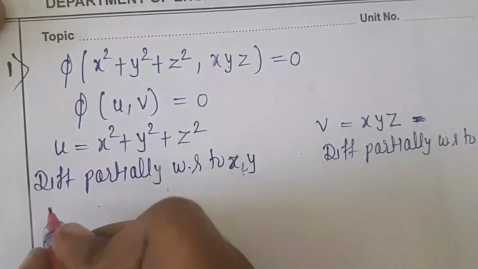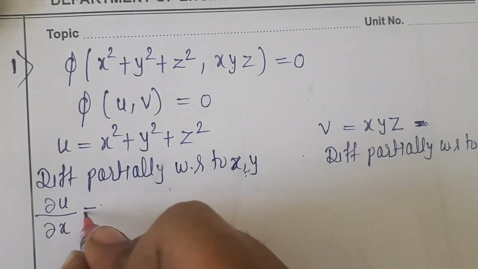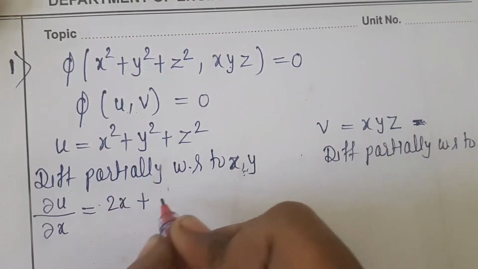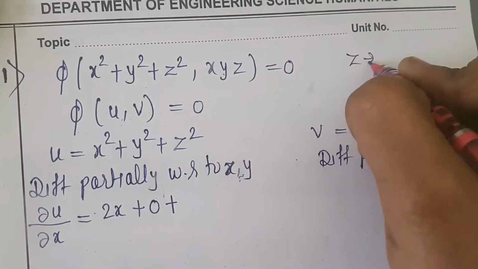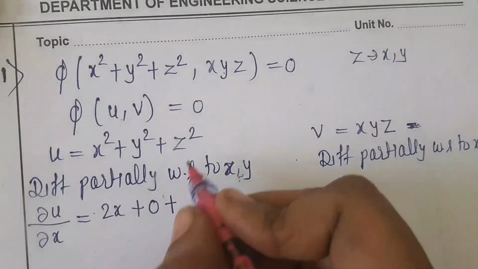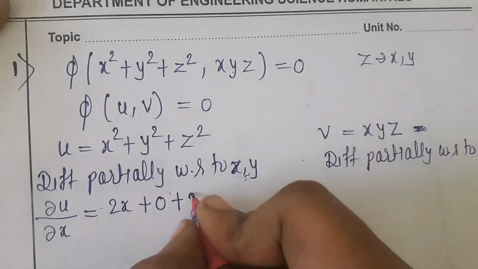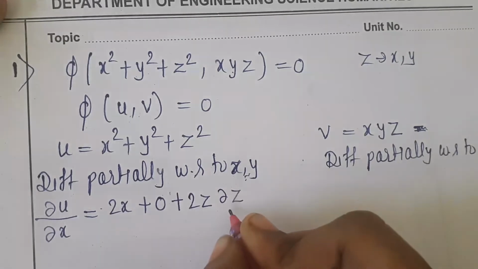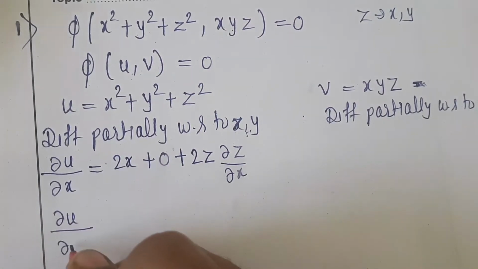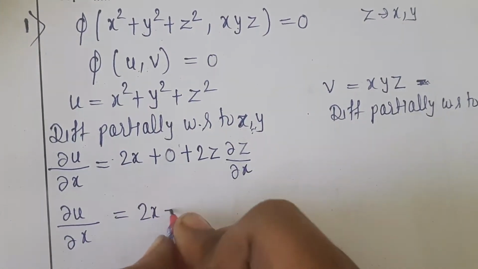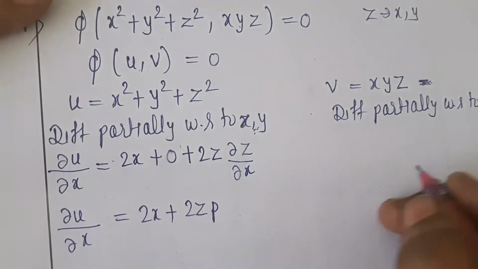First we differentiate with respect to x. What is the derivative of u with respect to x? It is del u by del x. The derivative of x square with respect to x is 2x. The derivative of y square is 0. And z square: z is a function of x and y, a dependent variable here, so we can find the derivative of z square with respect to x as well as y. The derivative of z square is 2z into del z by del x. So del u by del x is equal to 2x plus 2z times del z by del x. The representation of del z by del x is p, so 2x plus 2zp.